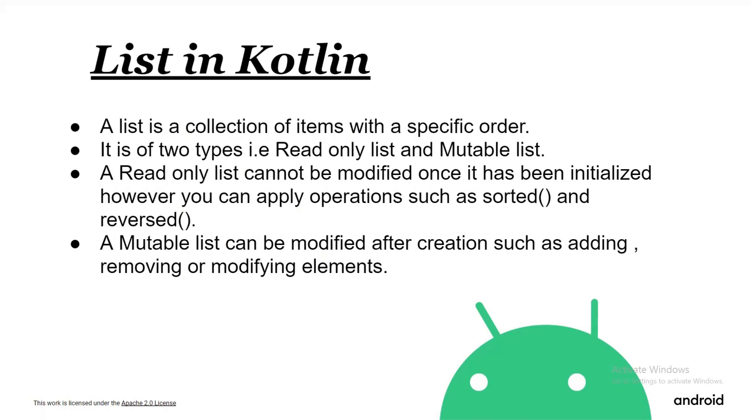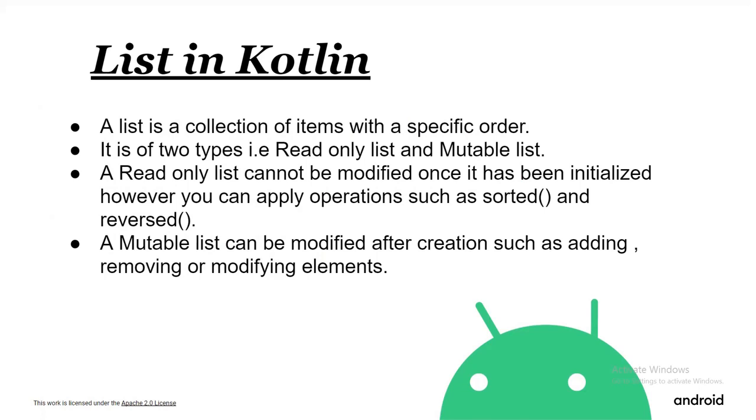Now coming to lists in Kotlin. A list is a generic ordered collection of elements. It is of two types: read-only list and mutable list, which can be modified after you create it. That means you can add, remove, or update elements. Using a list, we can perform several functions; contains, containsAll, get, and indexOf are all methods that we can use on a list.